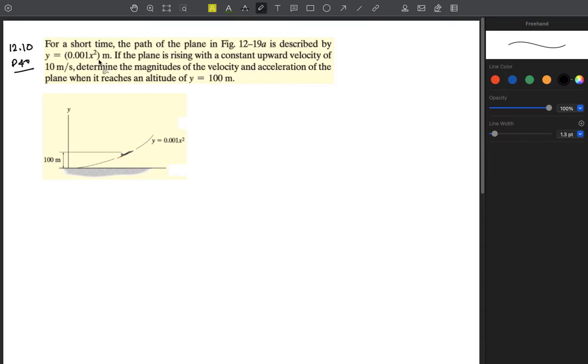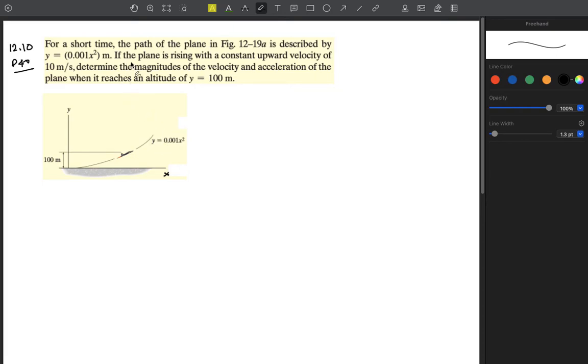So in this example, it says that for a short time, the path of the plane in this figure is described by y equals 0.001 x squared in meters. So y is a function of x. Now we have coordinates, right? This is the y-axis, this is the x-axis. We already knew from the previous example that x is a function of t. Any position is a function of t. Also, y should be directly a function of time.